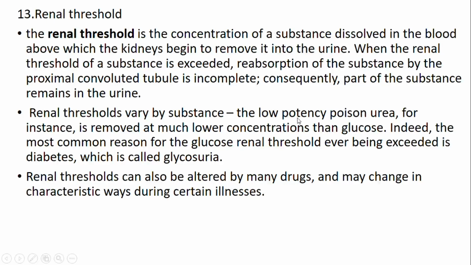Low potency poison urea, for instance, is removed at much lower concentration than glucose. Indeed, the most common reason for the glucose renal threshold being exceeded is diabetes, which is known as glycosuria. Renal thresholds can also be altered by many drugs and may change in a characteristic way during certain illnesses also.